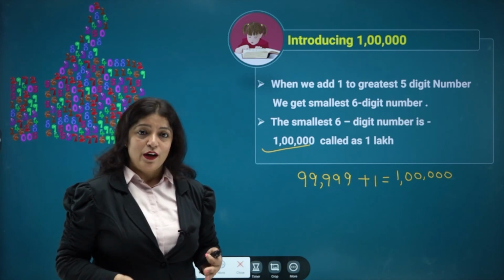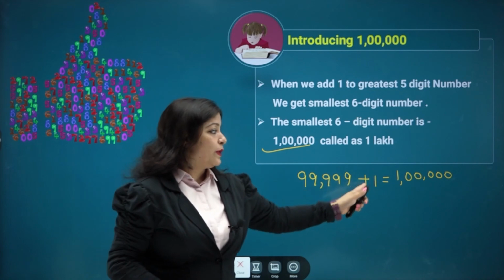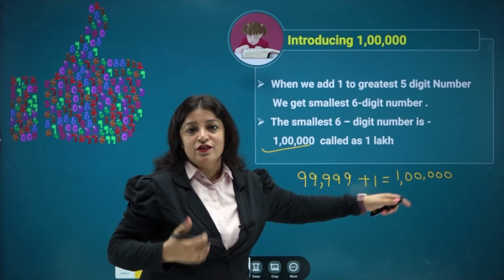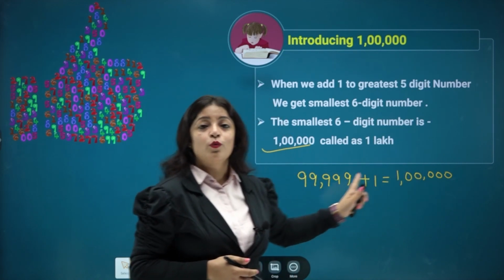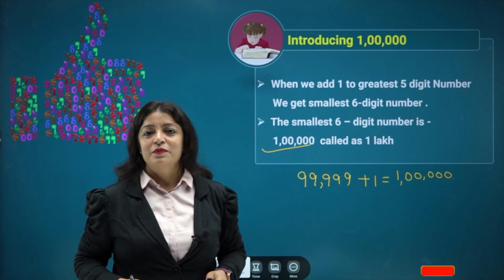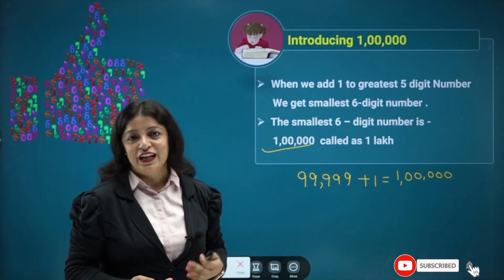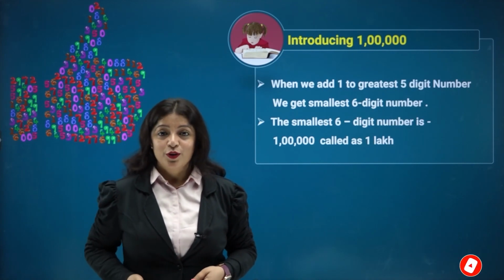So you can find out by which number, when we add 1 to it, we get the smallest 7-digit number. So to get the smallest 7-digit number, we need to add 1 to the greatest 6-digit number, and the chain will continue in this manner. So just try the same on your own also.